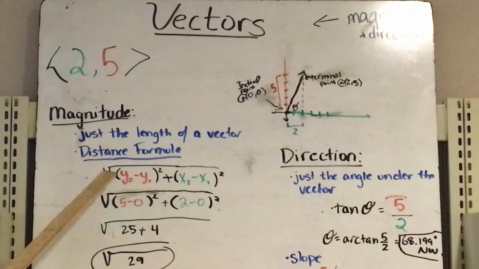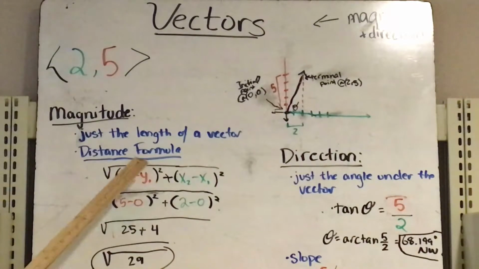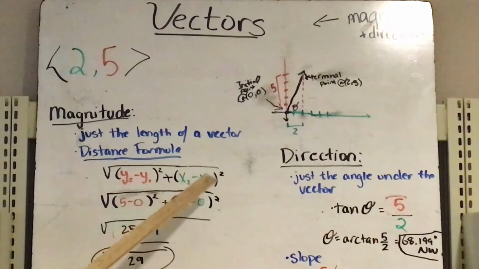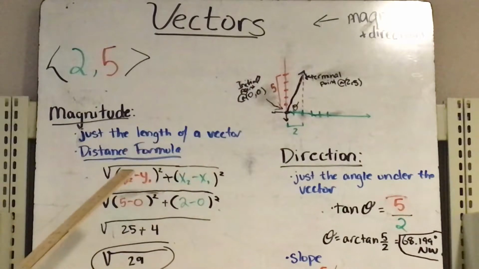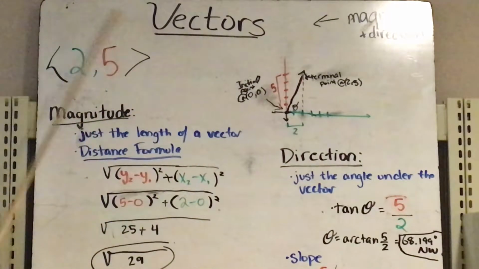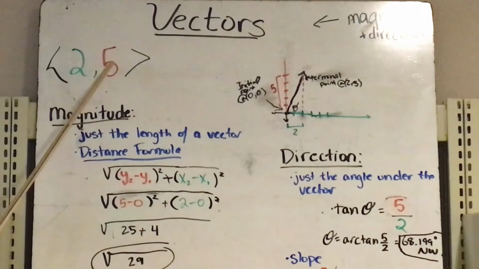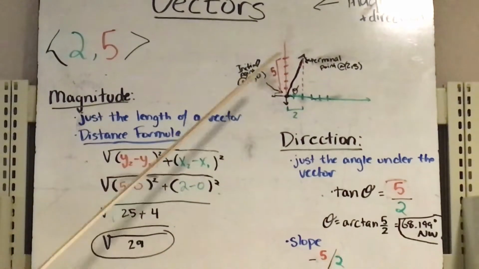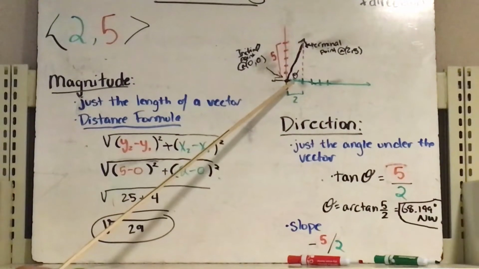The distance formula is, as we know, y2 minus y1 squared plus x2 minus x1 squared, and then the square root of all of that. So let's just use our points here. Remember the vector is this, (2, 5). So 5 is the y value, we know that. And we're using (2, 5) here, and then the origin is (0, 0).